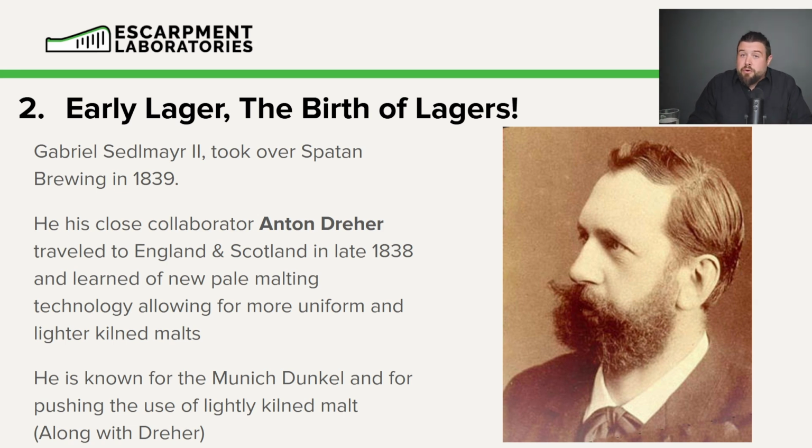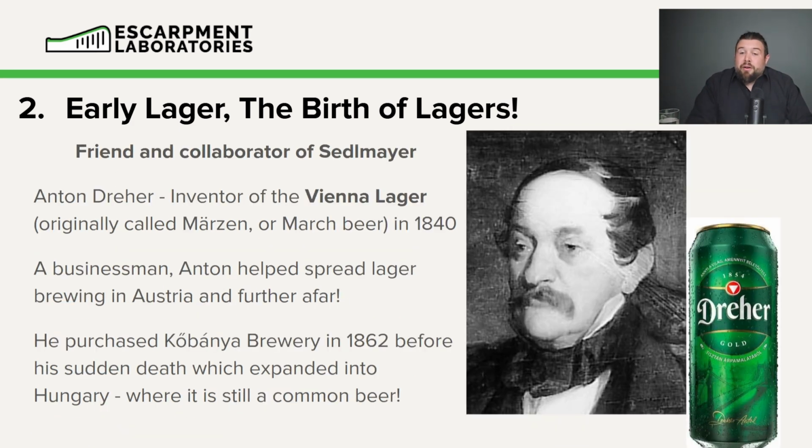Now, he is known for the Munich Dunkel. That's kind of Spaten's original claim to fame. However, they very quickly started using all these lighter grains and making lighter and lighter colored beers, along with Dreher. Which then brings us to Dreher. So he was a friend and collaborator of Sedlmayr, Anton Dreher, who invented the Vienna lager, which is originally called the Märzen, or March beer, which is where that beer style gets its name from. He produced this beer in 1840.